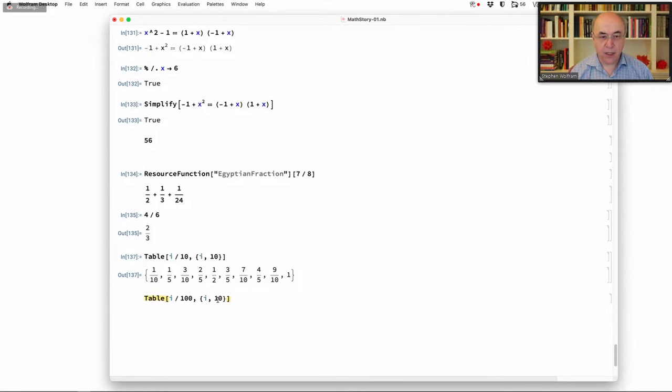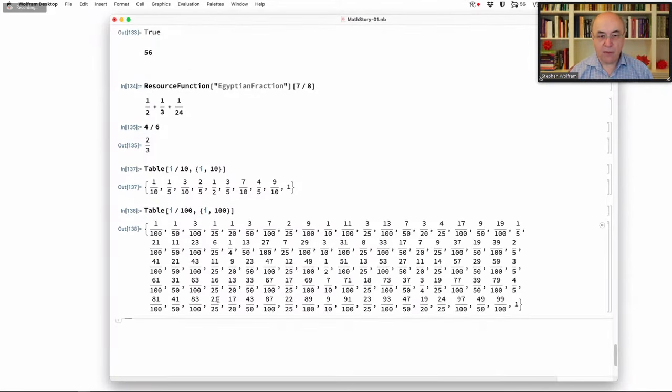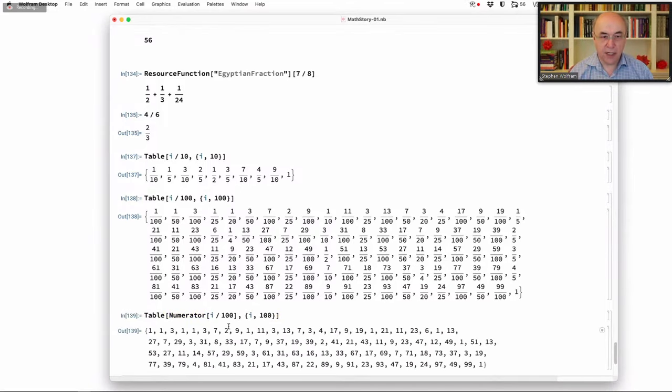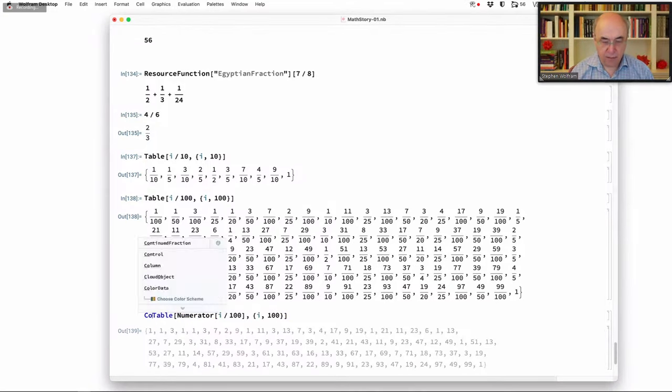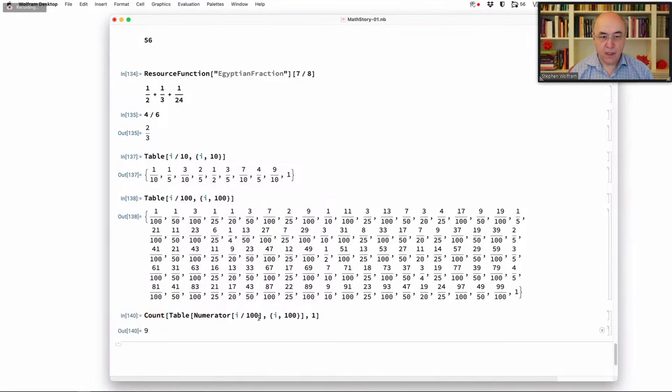Let's see, we can just count. Okay, we've got more of these numbers here. And for example, let's say we want the numerator of that, so that will have reduced it to lowest terms. We get the numerator, and then we ask, how many times do we get a numerator equal to 1 here? Okay, so let's do this for different numbers n, and make a table for every number n.